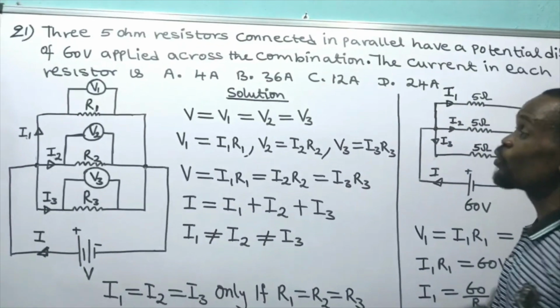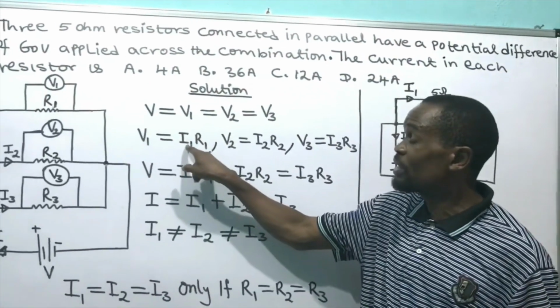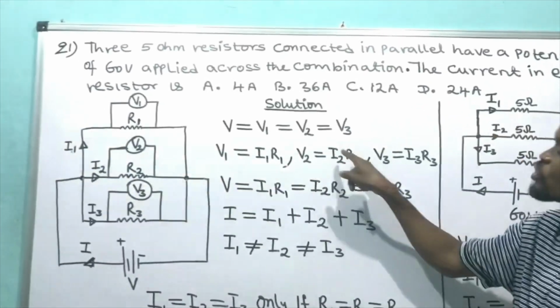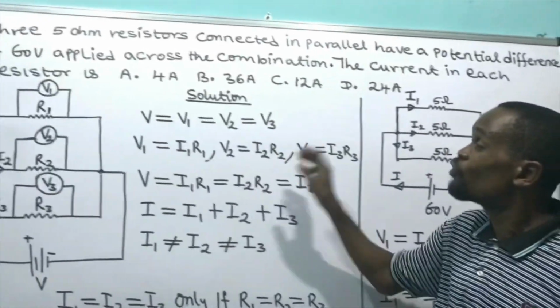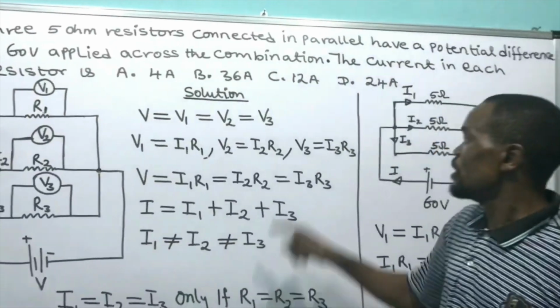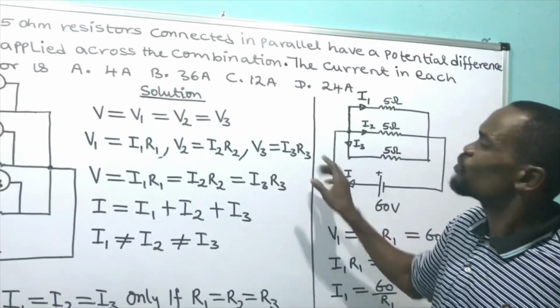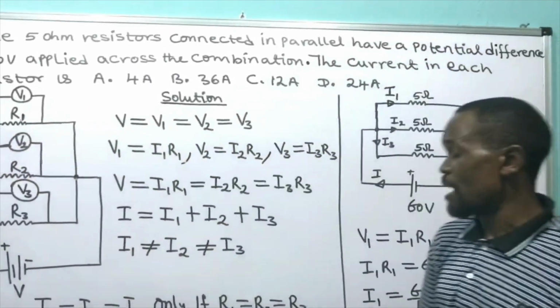Are you getting what I'm saying? That's what voltmeter 1 will read: current 1 times R1. Voltmeter 2 will read what? Current 2 times R2, which is the voltage drop across R2. Then voltmeter 3 will read what? Current 3 times R3, which is the voltage drop across R3.